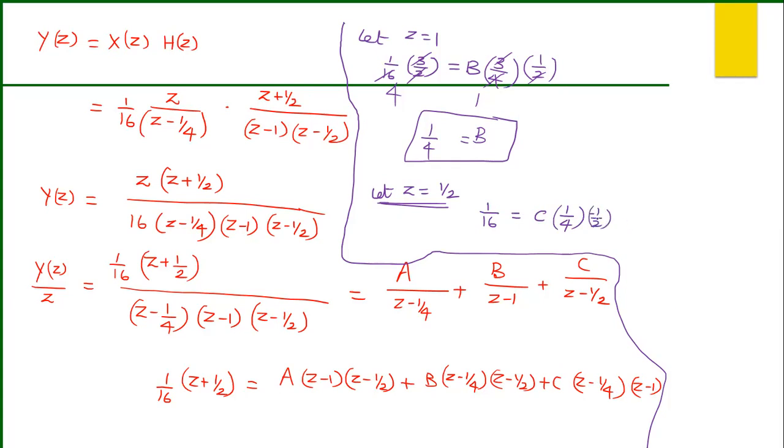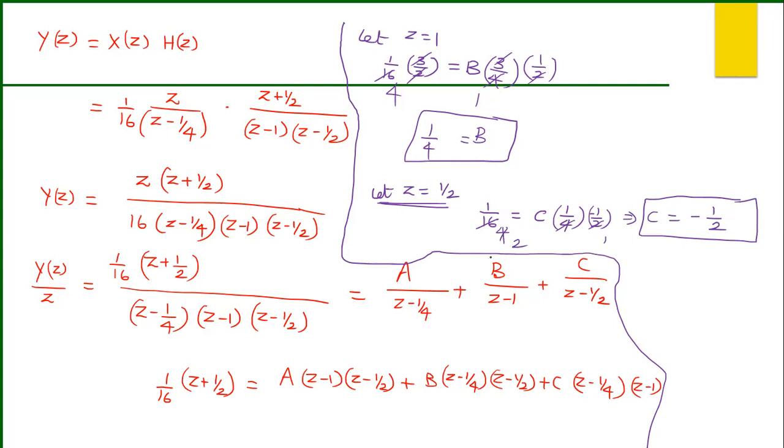This is into, not subtraction, on this one. 1 by 4 into minus 1 by 2. So now 4 ones, 4 fours, 2 ones, 2 twos. What is the C value you will get here? C value you will get here is minus 1 by 2. You need to be very careful while finding the coefficients.